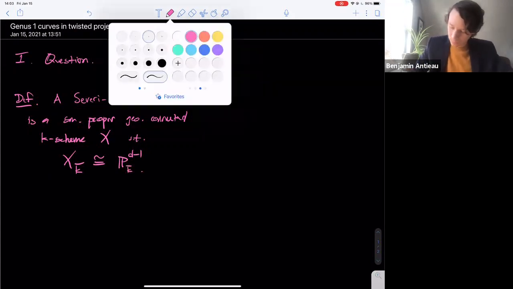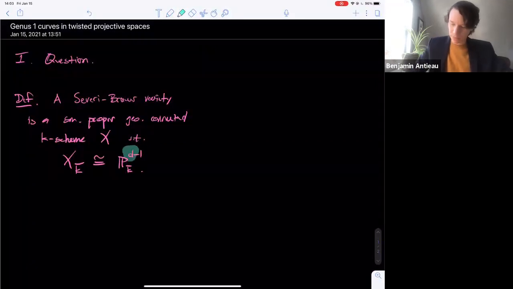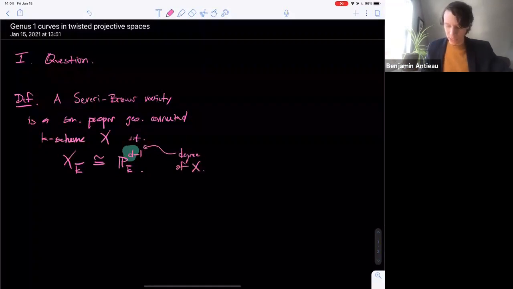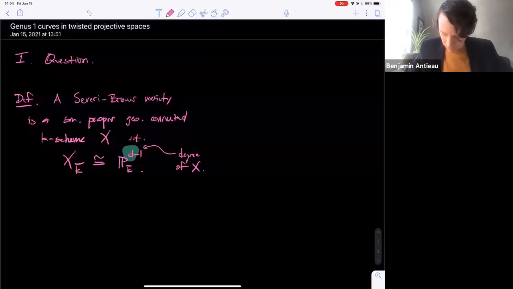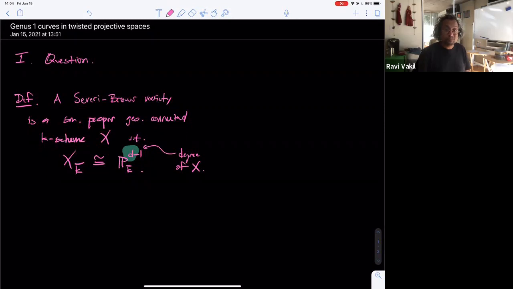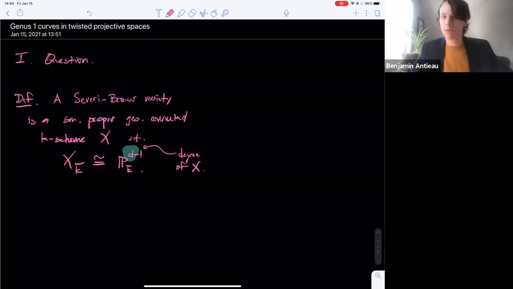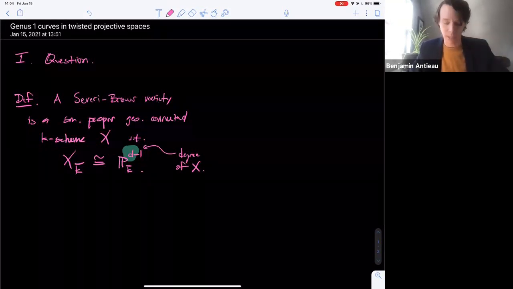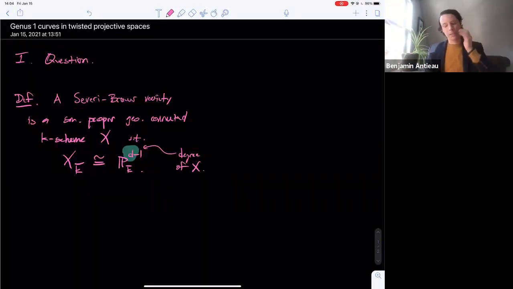This D is the degree of X. It's the degree of the Severi-Brauer variety. That's just an ancillary thing I'm gonna keep around. Obviously it's one plus the dimension, but because of the relationship with things like the Brauer group, it's a little bit handier for me to remember the degree. The motto is just that Severi-Brauer varieties are twisted forms of projective space. After some base change, and in fact you can even take it to be a separable base change, it becomes isomorphic to projective space.